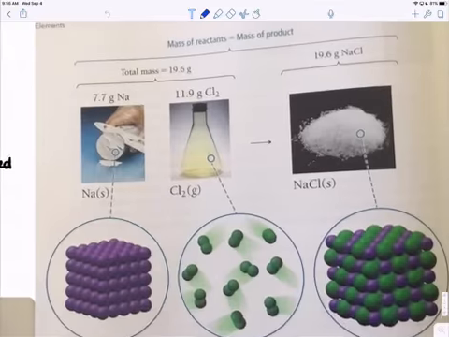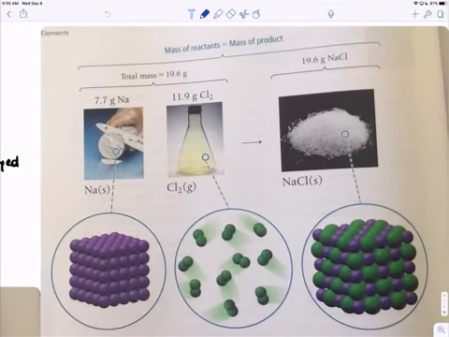So then Dalton came and had his atomic theory. Oh, and here's an illustration of the law of conservation of mass. If we have 7.7 grams of sodium and 11.9 grams of chlorine, we can react that to form 19.6 grams of sodium chloride. So we start off with 19.6 grams, and we get 19.6 grams. So that's sodium chloride, salt.